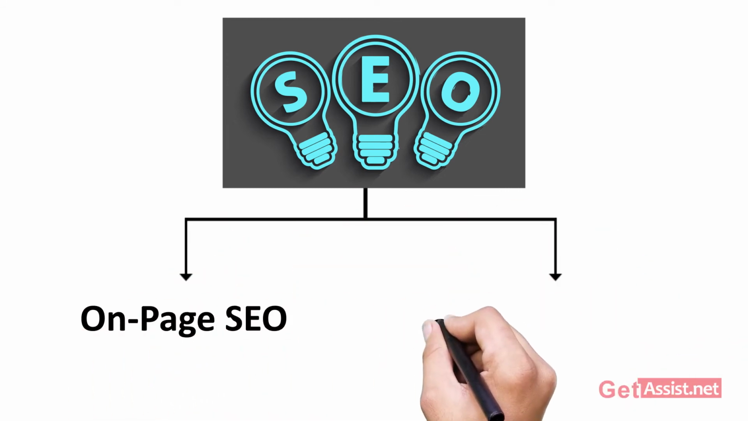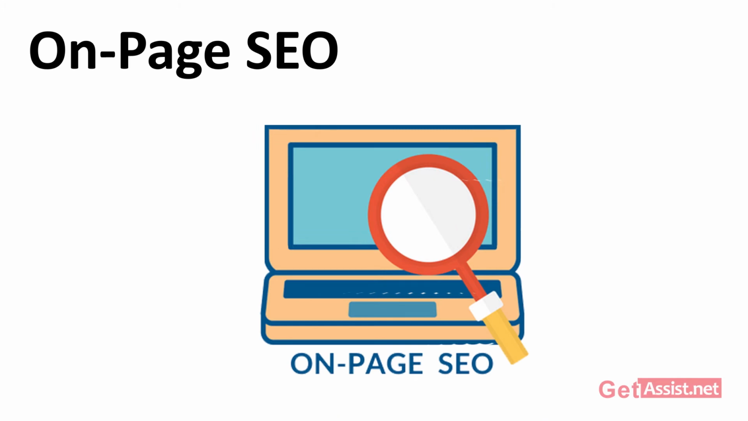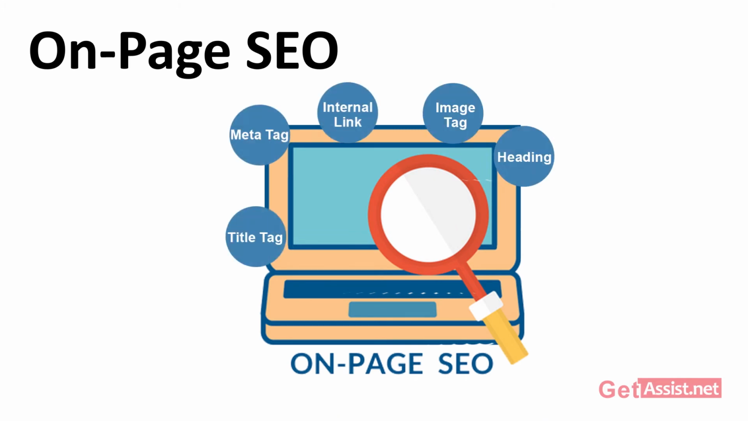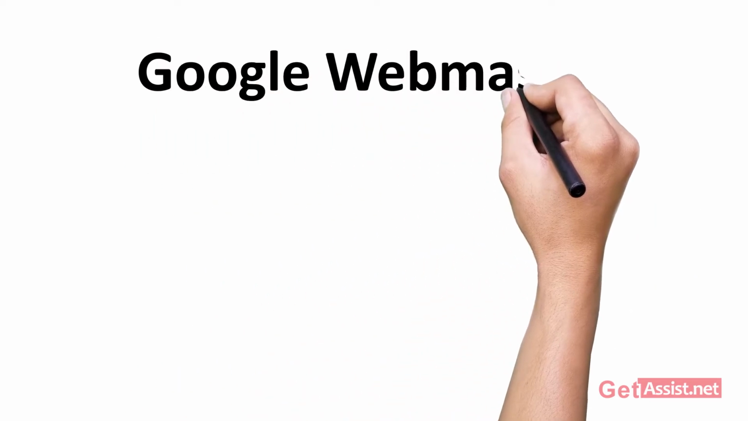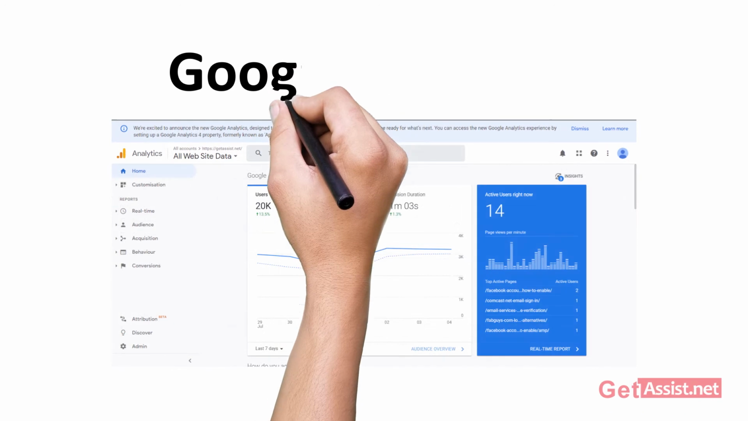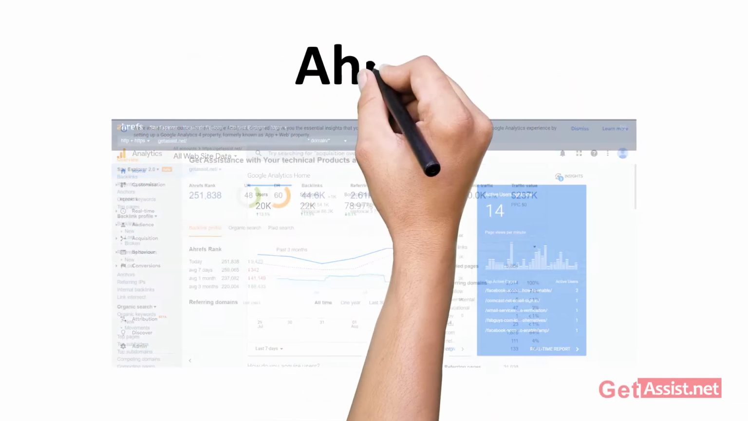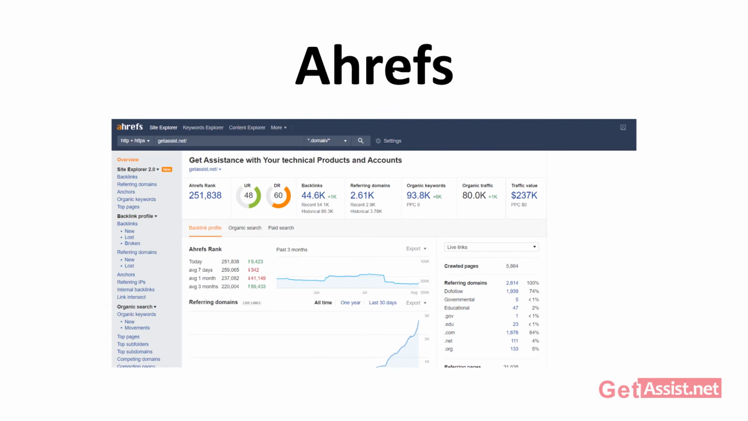To get the maximum advantage of SEO, you will need to work on two types of SEO, on-page SEO and off-page SEO. On-page SEO requires you to optimize your website both in terms of content that you post and other technical aspects such as HTML source code, schema, meta tags and so on. The tools that can help you with on-page SEO are Google Webmaster and Google Analytics, that are Google's own tools. And you can also consider some third-party tools like Ahrefs and SEMrush.